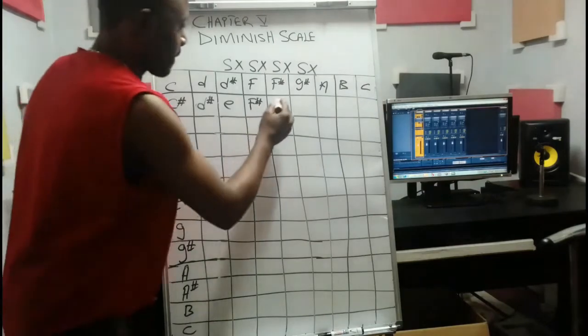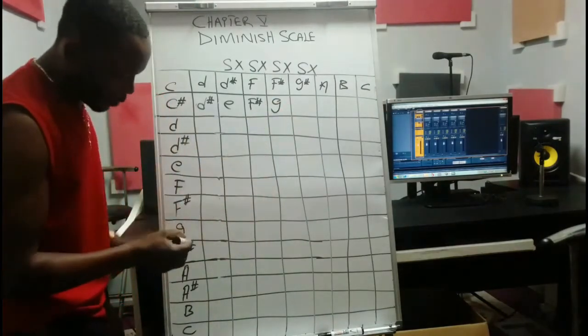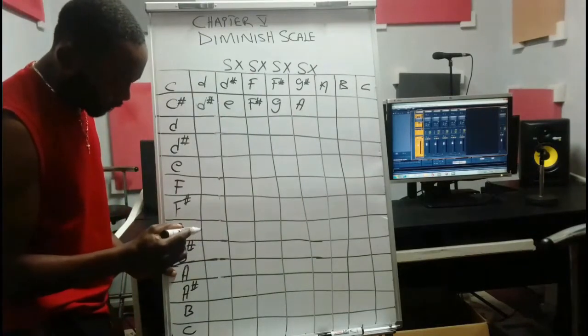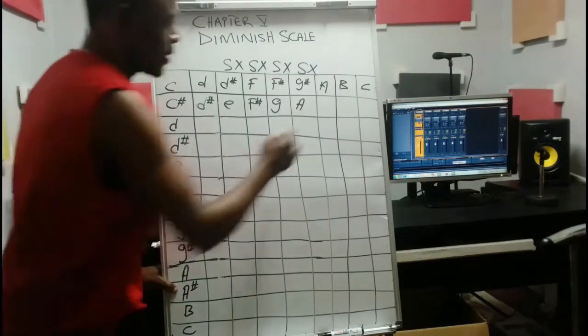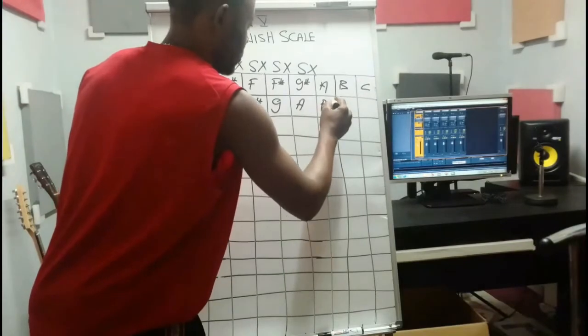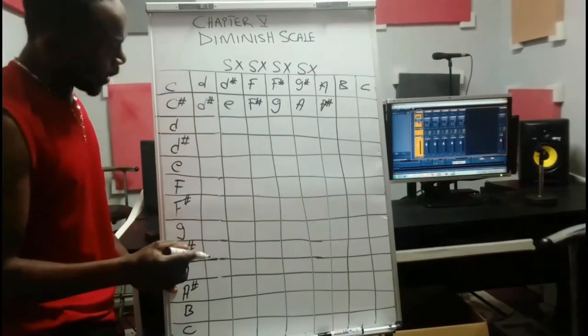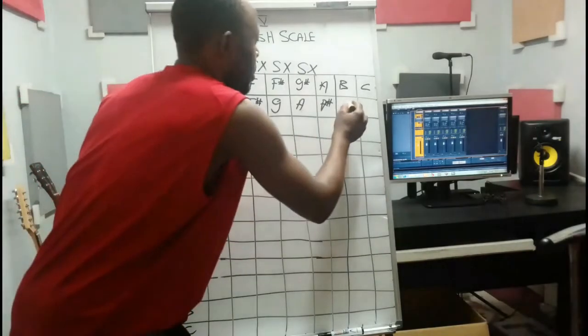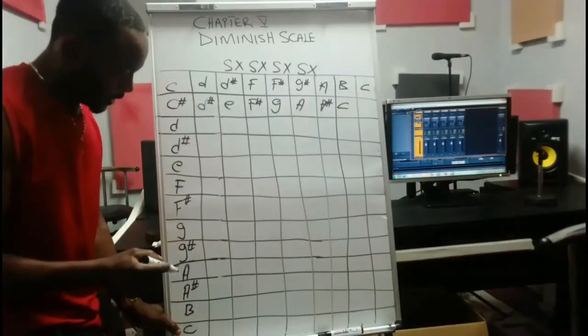We go to G. One next we skip. We go to A. One next we don't skip. We go to A sharp. What next? We skip. We go to C. I think we were right. And what next? We don't skip.